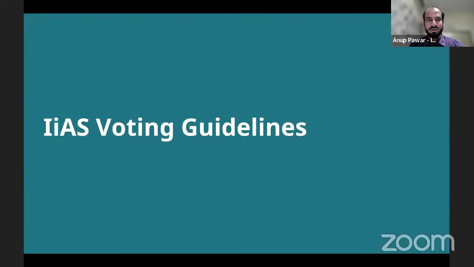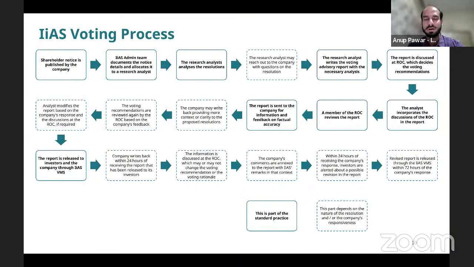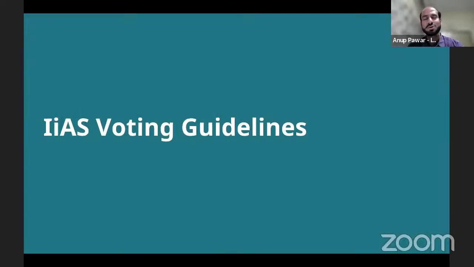Before I get into those resolution categories and what we look at specifically, I thought I'd spend a couple of minutes, not more, on our voting guidelines. Basically, it's a document available on our website. It's a public document, and we update it every year. It gives corporates and investors a sense of how we look at certain types of resolutions, and it covers all types of resolutions that we've come across. There are close to 20 categories of resolutions that we've covered.